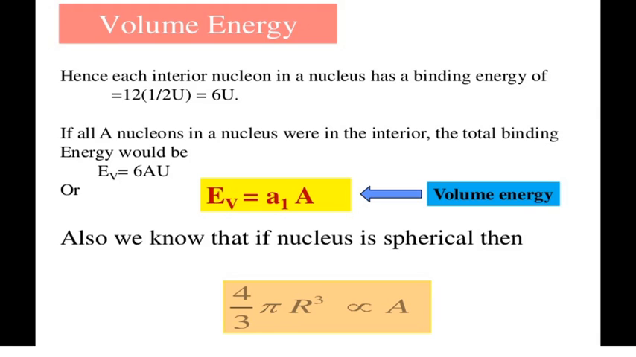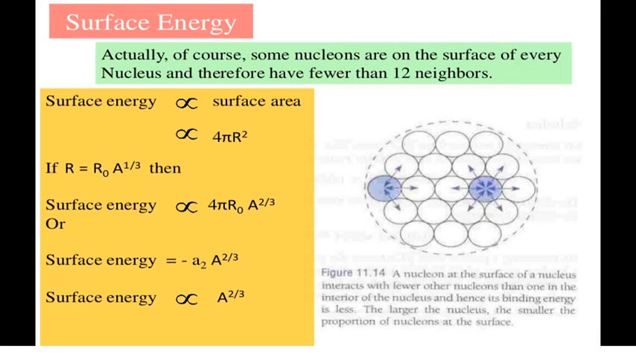Now, since this volume encloses a number of nucleons, we can make this volume proportional to A, that is 4 by 3 pi R cube is proportional to A. Now the next: we know the volume includes all the nucleons. Now some of the nucleons are there on the surface of every nucleus, isn't it? See, here this is a nucleon which is inside the nucleus, so it can interact with the 12 nearest neighbors. Now this is a nucleon which is on the surface of the nucleus, so it can interact with fewer than 12 nucleons.